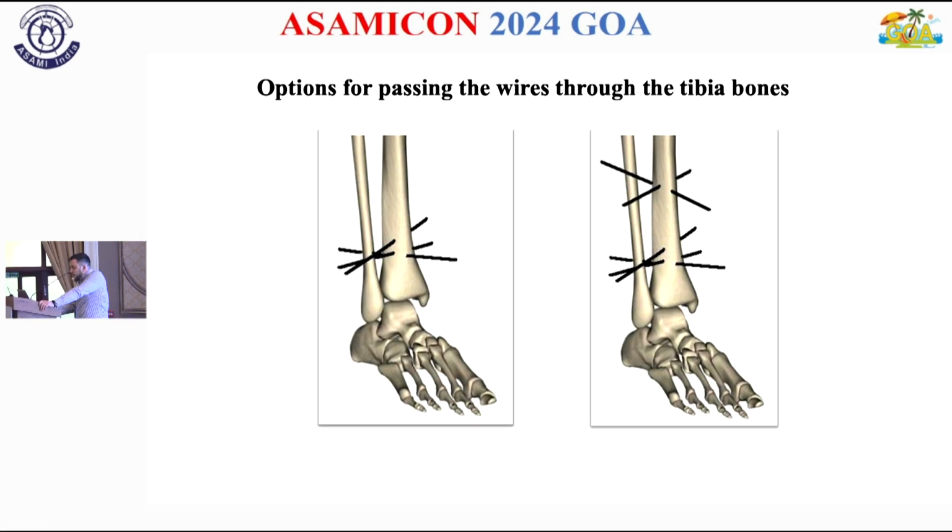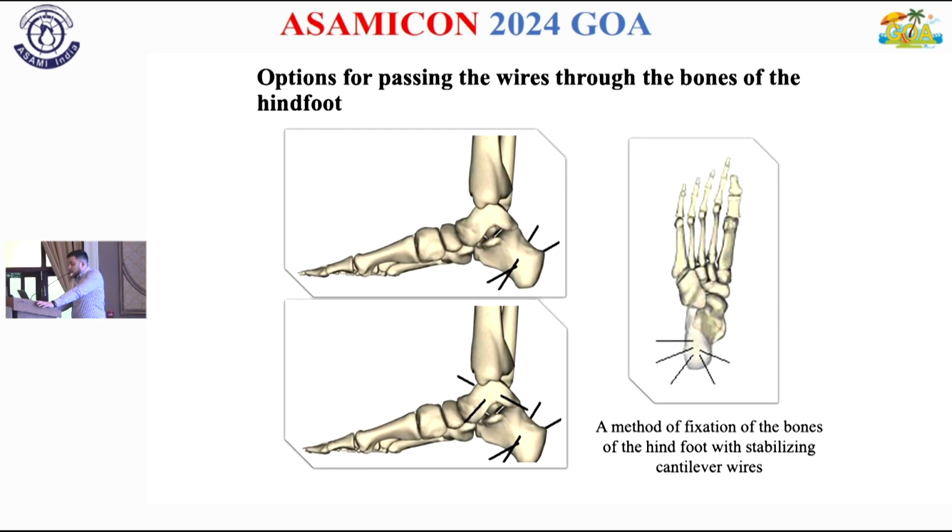how we can put the wires in the anatomical positions on the leg, foot and ankle. On that slide, options for placing wires through the tibia bones, and how we put wires on the hind foot, especially through the calcaneum. We like to put only parallel wires, and sometimes from the tuberosities of the calcaneum, like in that view.